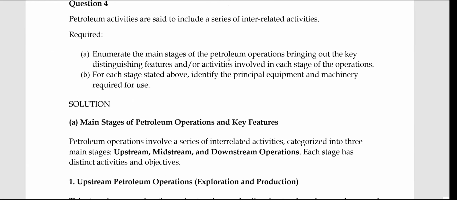Enumerate the main stages of the petroleum operations, bringing out the key distinguishing features and all activities involved in each stage. Then B, for each stage, identify the principal equipment and machinery required for use. This was also 20 marks. 10.